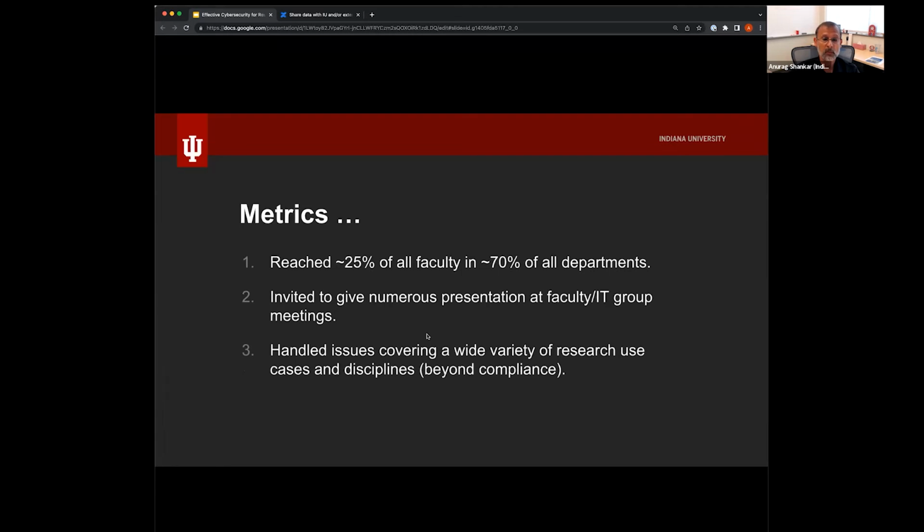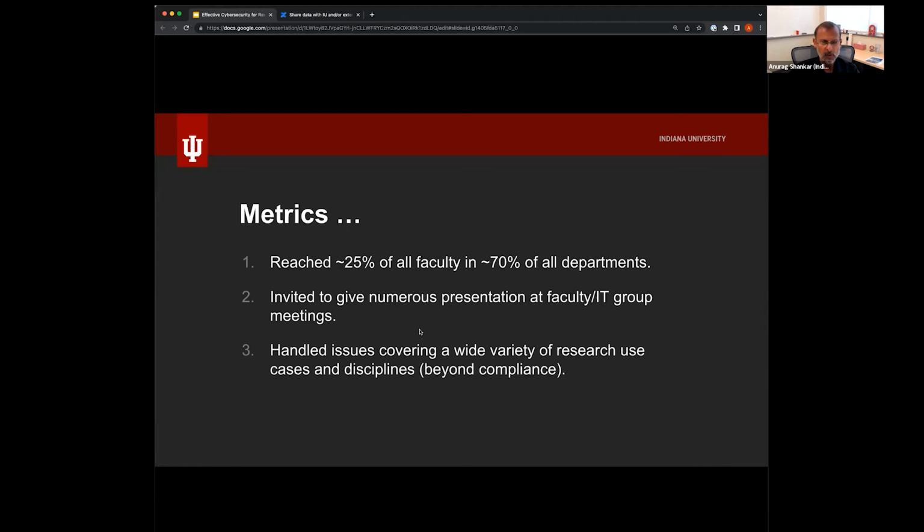The most amazing thing to me was that we were able to reach 25% of all faculty in 70% of all departments. And that still is somewhat unbelievable to me, but there clearly is this need out there. And again, once the researchers have had a taste of it, we've been invited to faculty meetings and other IT groups and so forth to give presentations, and it has been kind of a virtuous circle, so to speak.